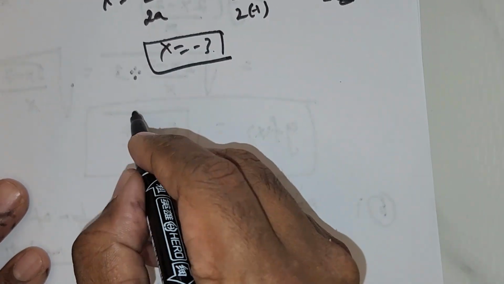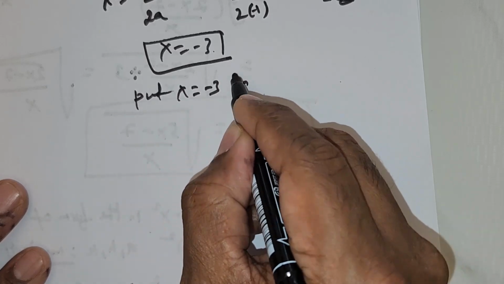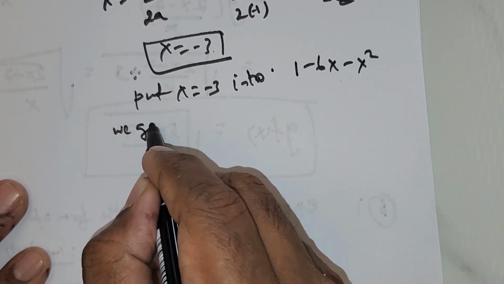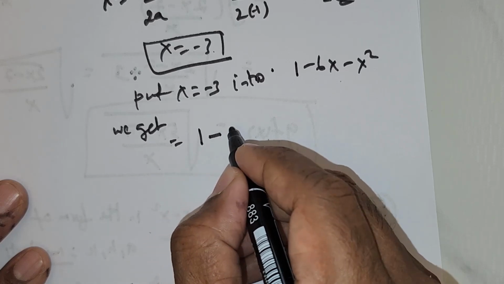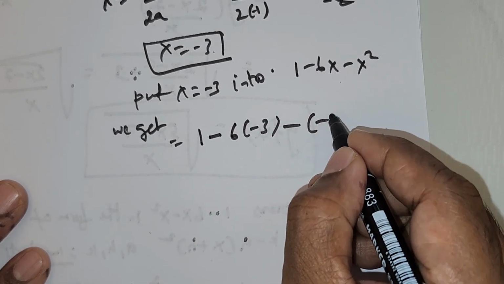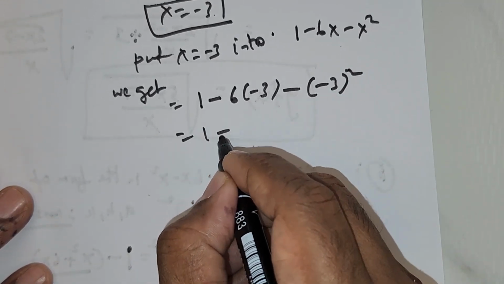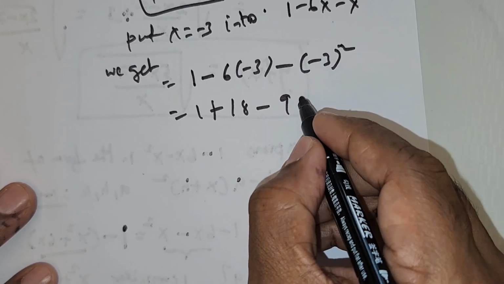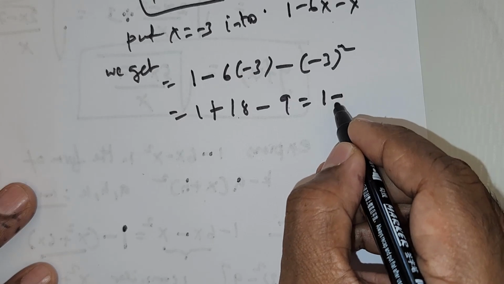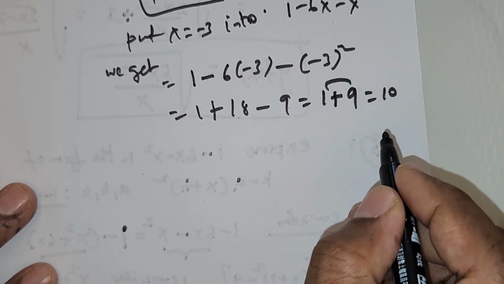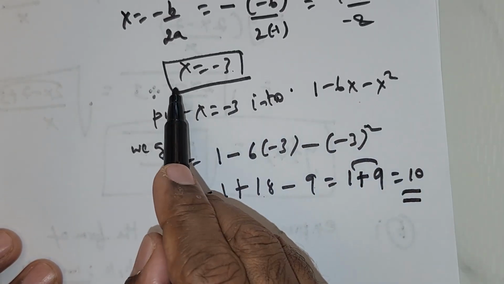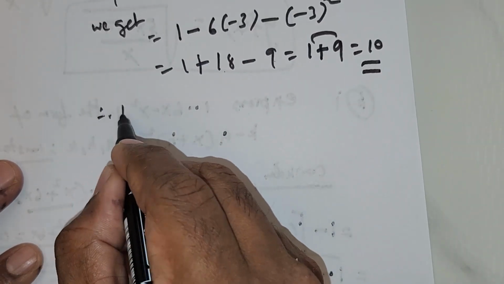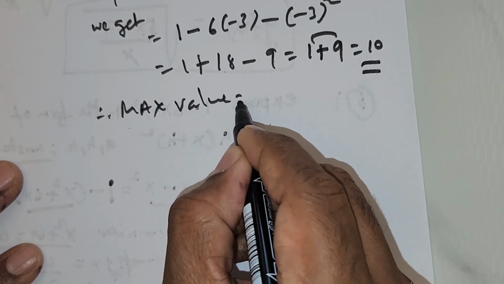Now take this and substitute it here. Put x = −3 into 1 − 6x − x². So it's going to be 1 − 6(−3) − (−3)². So it's going to be 1 positive, 6 times 3 is 18. This will give you 9 with the negative 9, and that's going to be 1. 18 − 9 would give you positive 9. 9 added with 1 will give you 10. So this would be the maximum value. You get the maximum value when you substitute the axis of symmetry into the equation. So therefore you can write the max value is equal to 10.